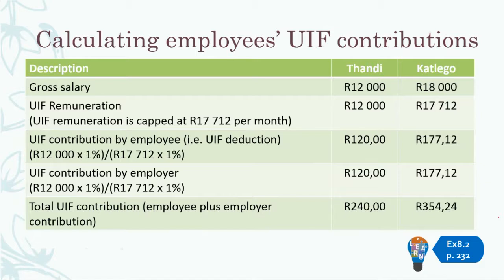But our employer also matches what we pay over to SARS. So exactly the same amount the employer will pay over. So that means Tandy will get another 120 that is paid on behalf of her by the employer, and Katlego will get another 177 Rand and 12 cents that is paid over by the employer, which means the total UIF contribution that the employer needs to pay over to SARS is 240 Rand for Tandy, and for Katlego is 354 Rand and 24 cents.